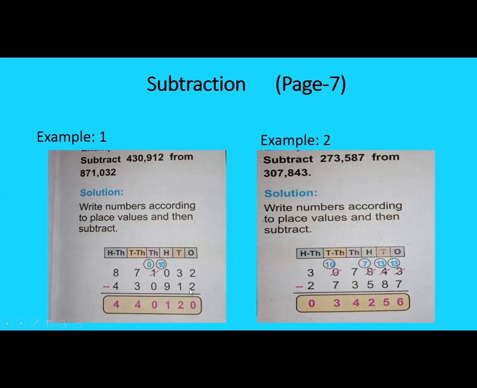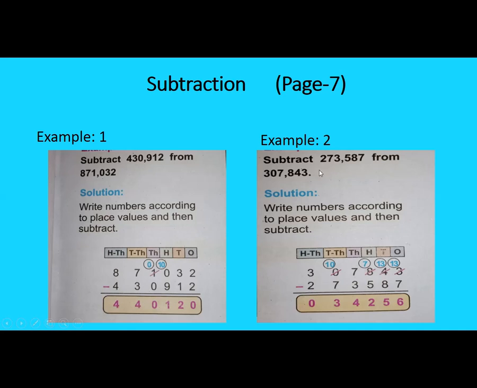2 minus 2 is 0, 3 minus 1 is 2, here is 0, 0 minus 9 is not possible. So what we have to do, we will borrow from the next value, and the next value is 1. We borrow from here, and it will make this 0 into 10. 10 minus 9 we get 1, and here 0 is left, so 0 minus 0 is possible. 0 minus 0 is 0. 7 minus 3 is 4, and 8 minus 4 is 4.